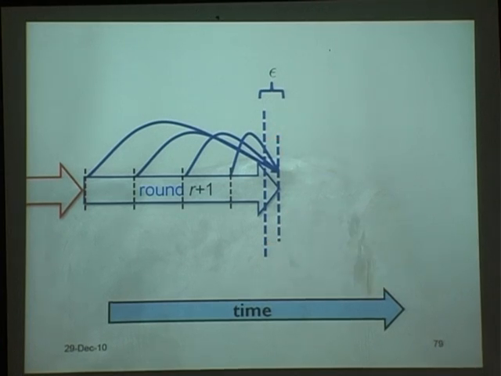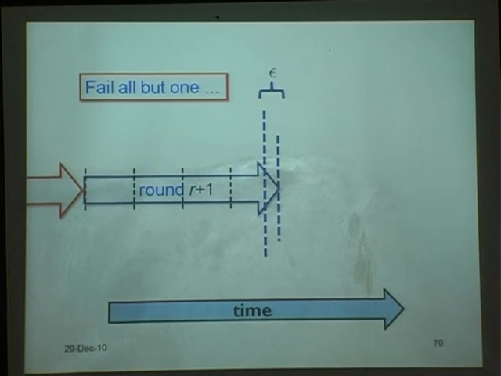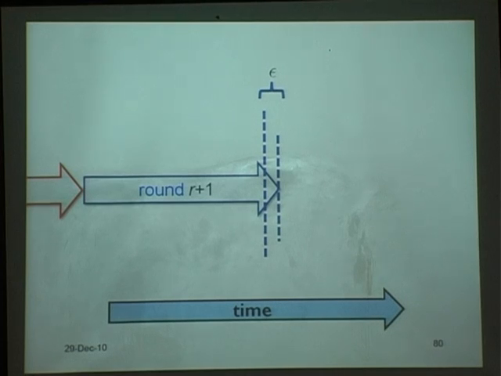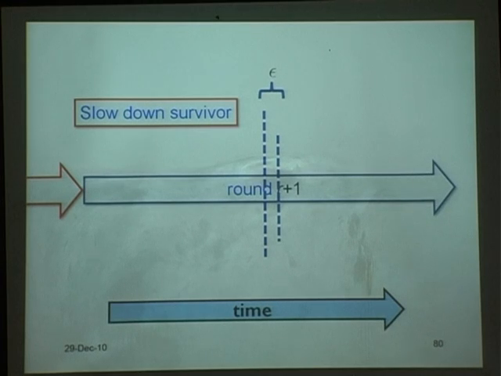So now what we're going to do is fail all but one process. One by one, I'm going to crash everyone but a single solitary survivor. Then I'm going to slow down the survivor and run it for a long time. This one survivor doesn't see any difference, because it can't tell whether it's taking steps quickly or slowly. In either case, it doesn't hear anything from everyone else.